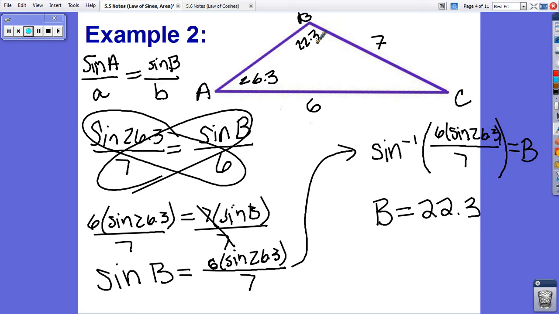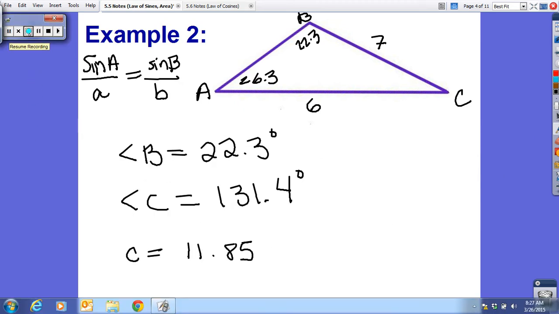Now you should be able to easily figure out everything else. So take a second and try to figure out angle C, which should be really easy. All three have to add to 180. And then use the law of sines to find little c. Alright, so after you do all of that work, you should get that angle C is equal to 131.4, and that side C is about 11.85.